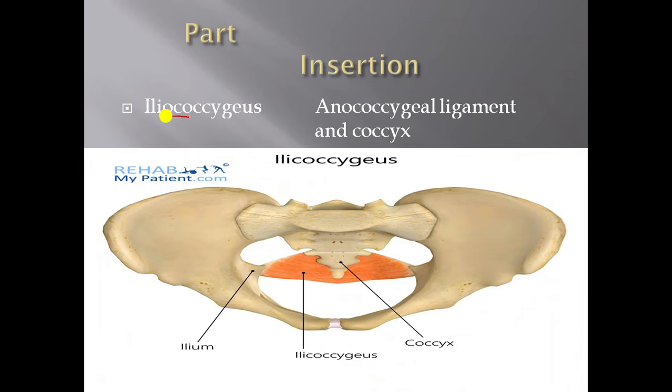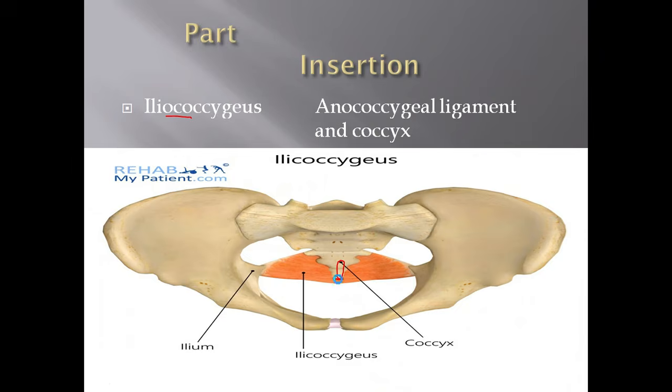Next is the iliococcygeus, which inserts at the anococcygeal ligament and the coccyx. So it inserts around here, that's the coccyx, this part here, and the anococcygeal ligament, the ligament extending from the coccyx.